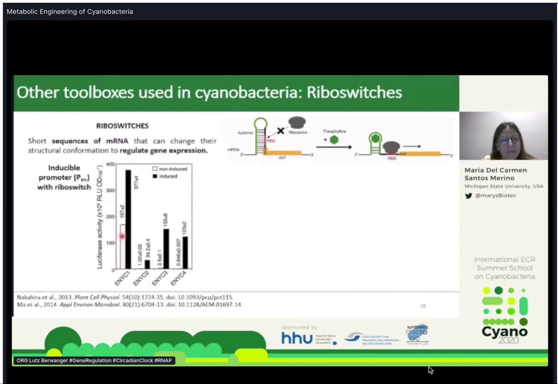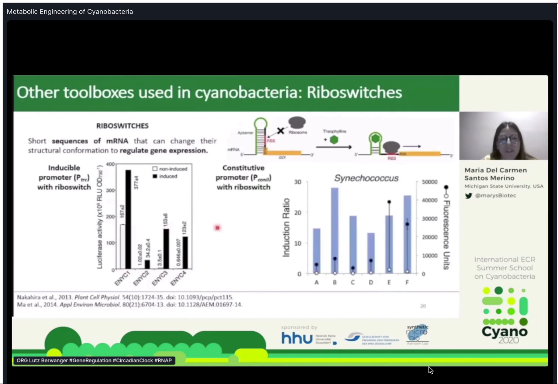Using this riboswitch, this promoter can be less leaky in absence of the inducer, and also can increase the induction ratio after adding the inducer. Also, this riboswitch has been used with some constitutive promoters such as PCON2. This is an example for Synechococcus, and they tested different riboswitches, modifications of these theophylline-dependent riboswitches, with some changes in nucleotides.